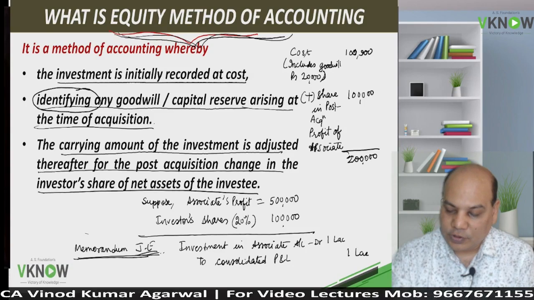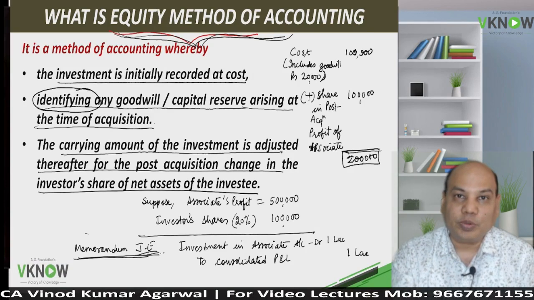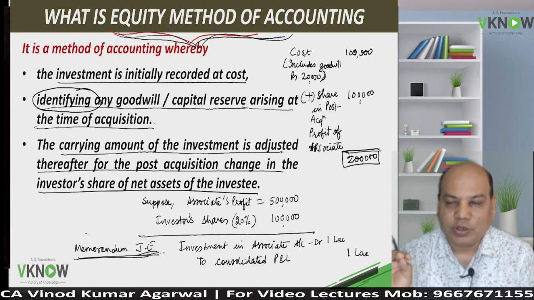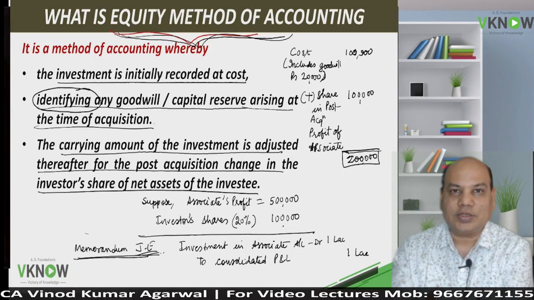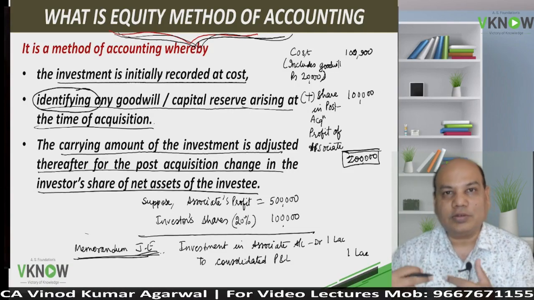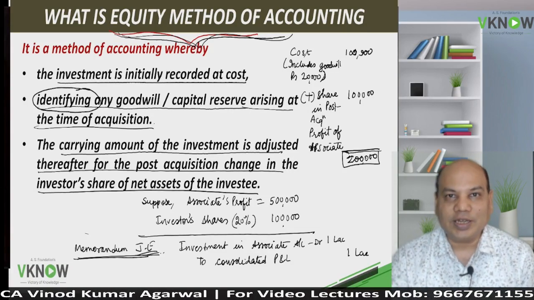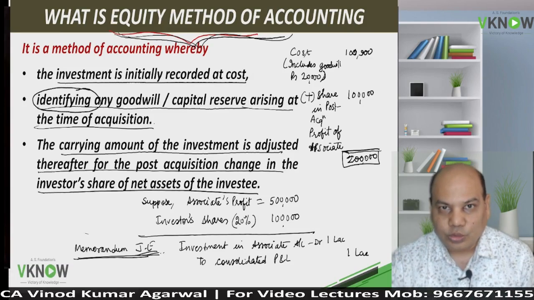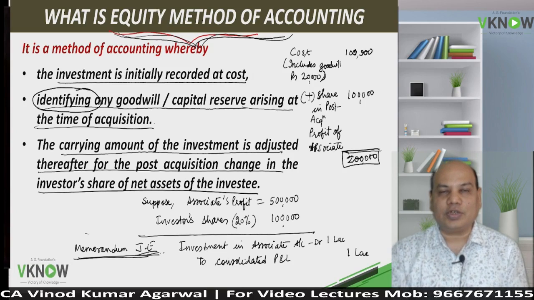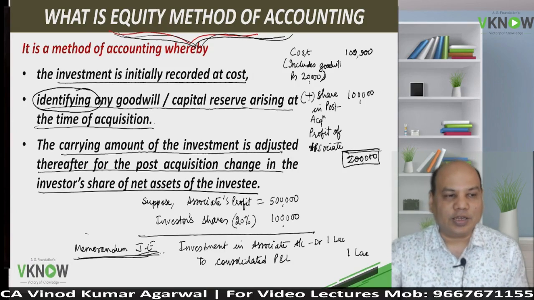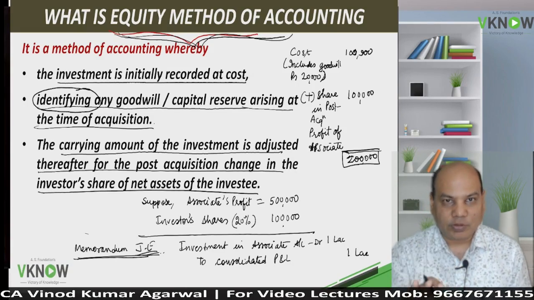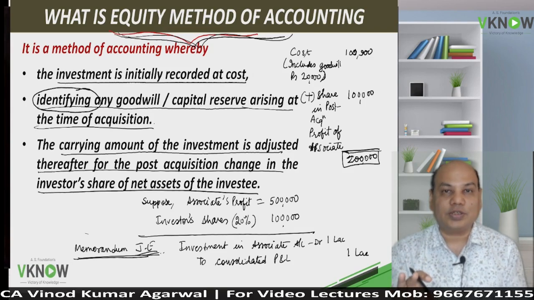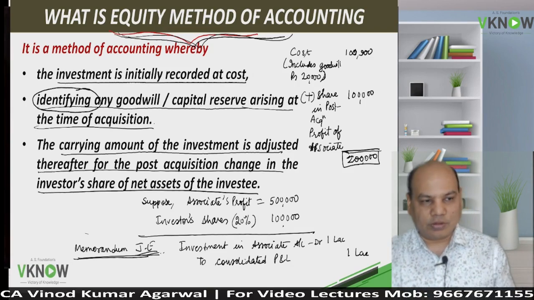So what is the benefit of that? As and when the associate makes profit, your carrying amount will keep on increasing. The users of the financial statement will be able to see that yes, the associate is making profit. And similarly, if the associate is incurring losses, we are going to reduce our share in the losses in associate by reducing the carrying amount of investment. By reducing the carrying amount of investment, we will be able to show to the investor that yes, the associate is incurring the losses.